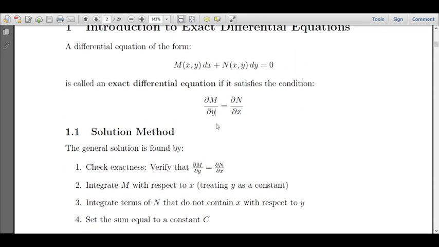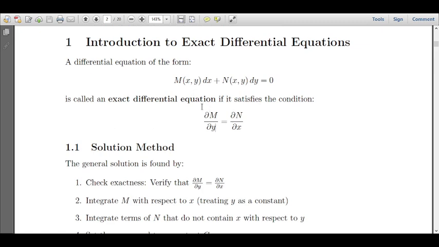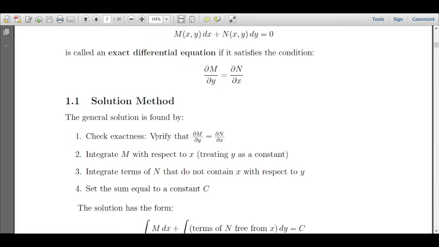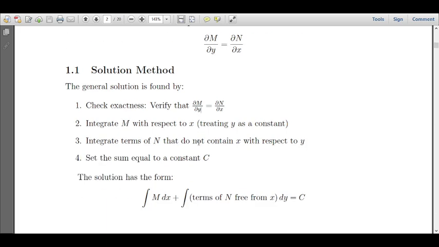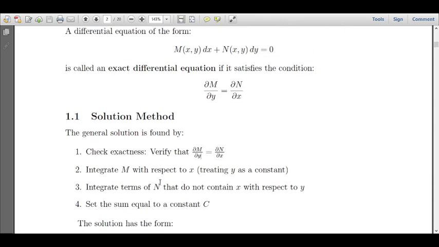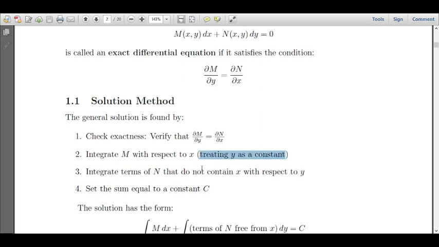How to find the solution? First we check the condition for exactness. If it is satisfied, we will find the solution by using this method. First we check the exactness: verify that dou M by dou y equal to dou N by dou x. Next, how to find the general solution? We identify M and integrate M with respect to x, treating y as a constant, and this is called partial integration.